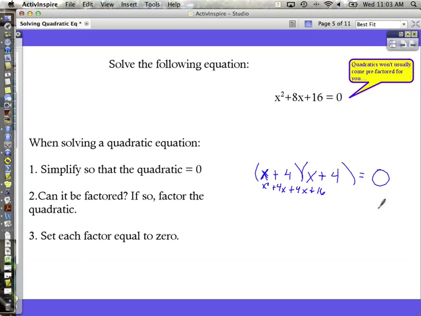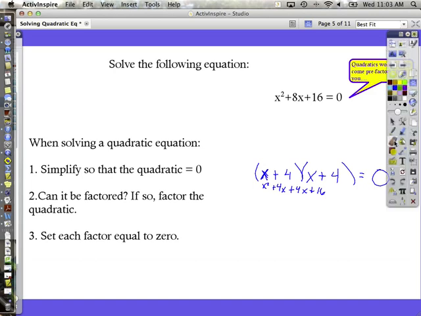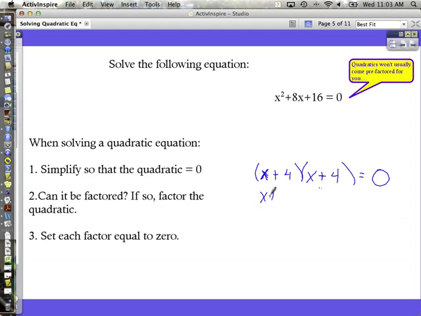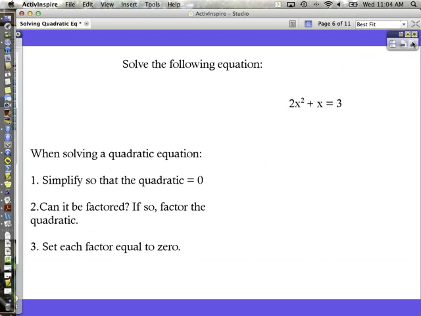So it does work. Now I'm going to take those two factors and set those two factors equal to 0. So x plus 4 equals 0. X plus 4 equals 0. And now I'm going to solve that. So subtract 4 and I get negative 4 and negative 4. So here I just really have one solution because I got two of the same. All right, let's look at another one.